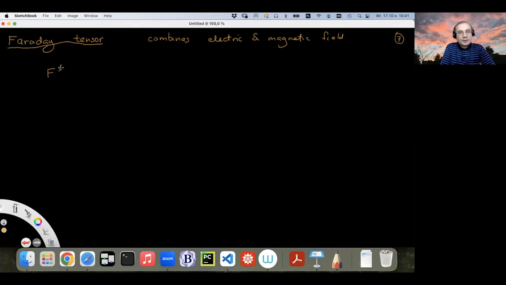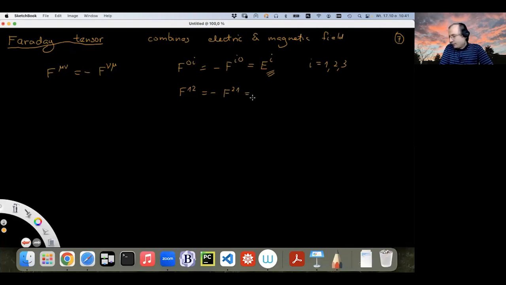It's a tensor of valence (2,0), so it has two upper indices, and it is antisymmetric. And it's defined in the following way. The components F^{0i}, which are minus the components F^{i0}, are supposed to be the components of the electric field. i is just 1, 2, 3. Obviously, the component F^{00} has to vanish, but F^{01} does not. It is just given by the electric field. And then the components F^{12} equal to minus F^{21}, that will be the third component of the magnetic field. F^{23} equal to minus F^{32} is equal to the first component, and F^{31} equal to minus F^{13} is the second component of the magnetic field.